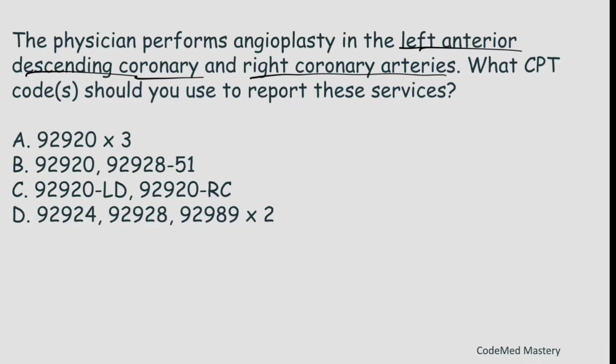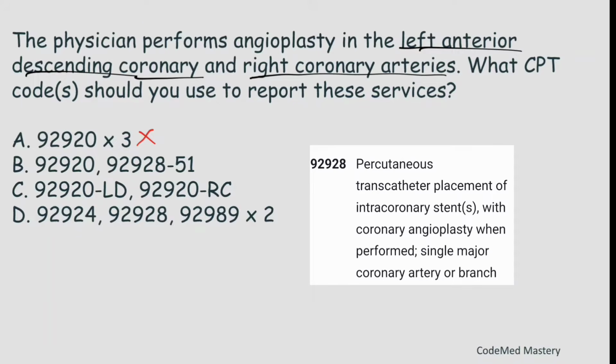So you have to mention the code with a modifier for each artery. Okay, you cannot directly multiply 92920 3 times. This is wrong. So we'll eliminate option A. Coming to option B, 92920, they have mentioned with 92928, which is for placement of intracoronary stent. But in the scenario, they have not performed placement of stent. So directly eliminate option B.